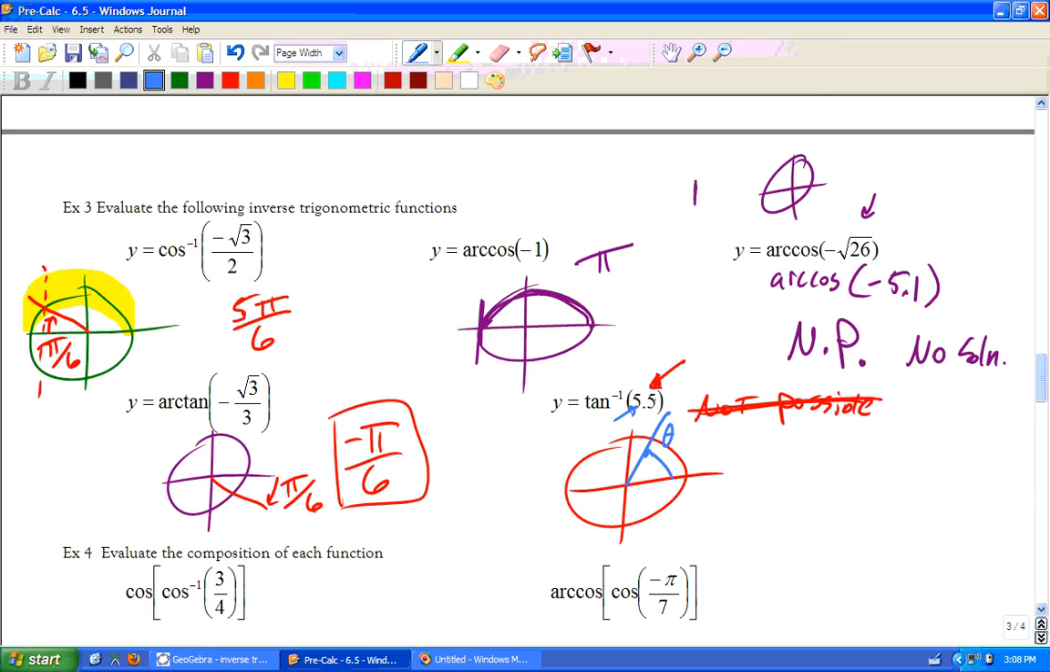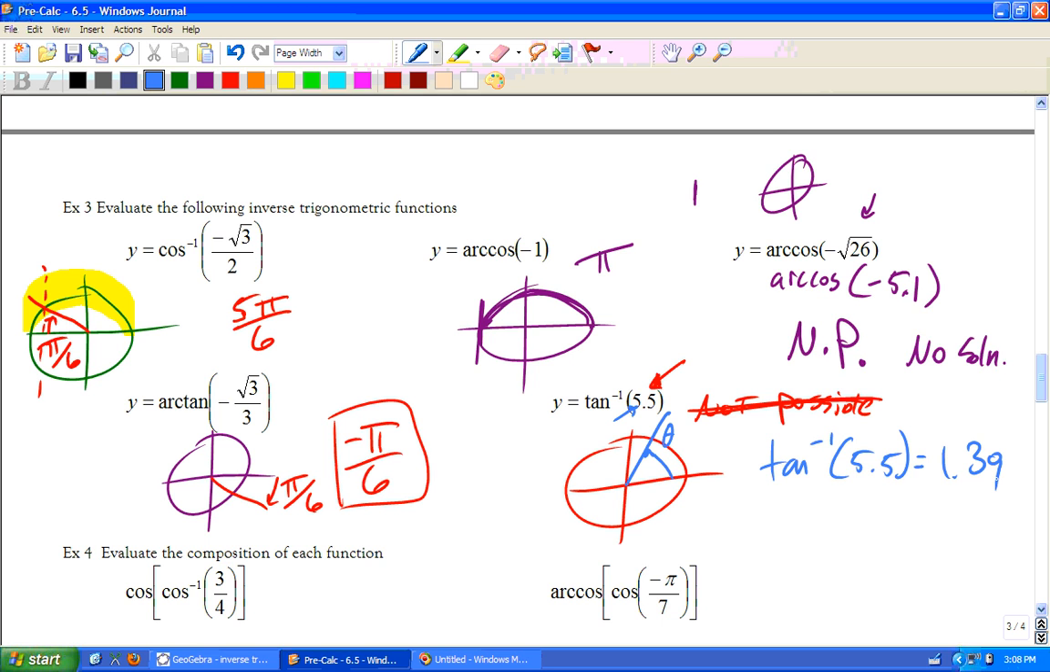Unfortunately for us, 5.5 isn't one of our special tangent values, so we're just going to type that into our calculator. Tangent inverse is right above the tangent. It ends up being 1.39. We can leave it blank because it's in radians.